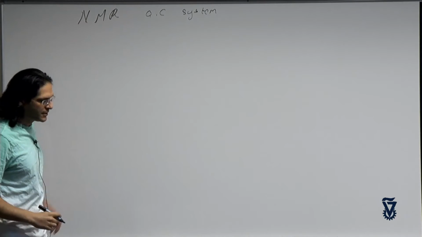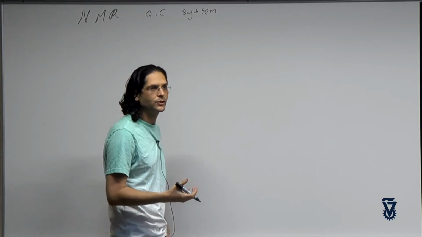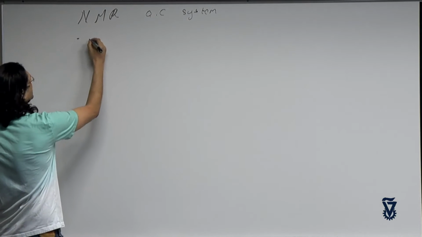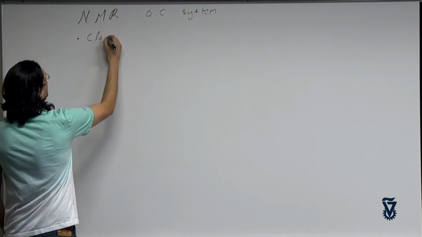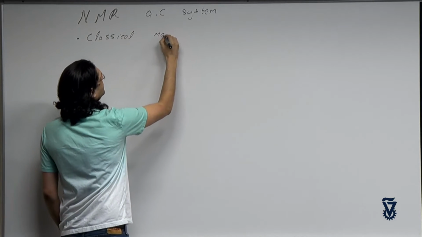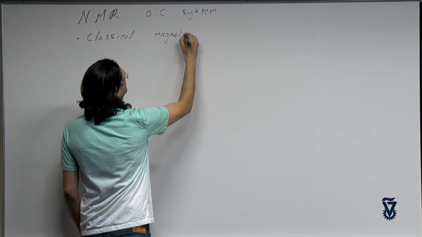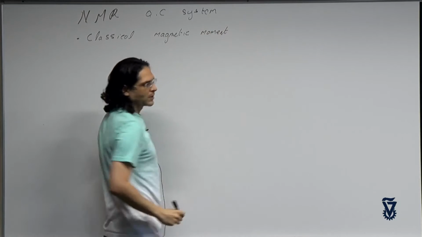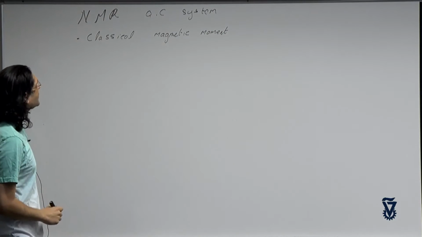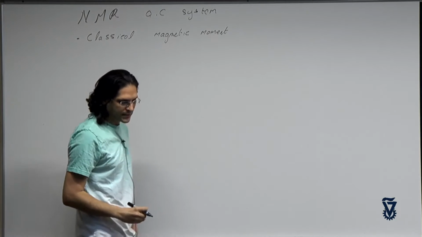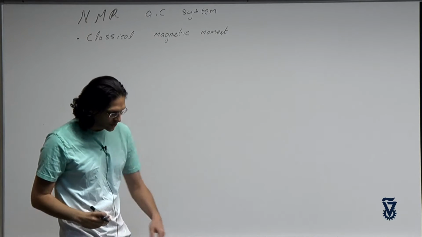This path will lead us to introduce some concepts from quantum optics, and we started discussing a classical magnetic moment. This is what we did last time. So we're going to continue our description of the classical magnetic moment.